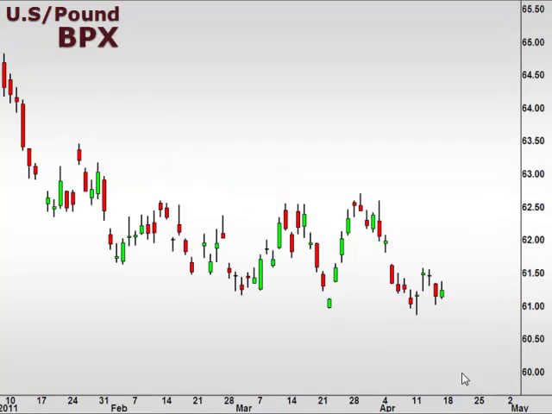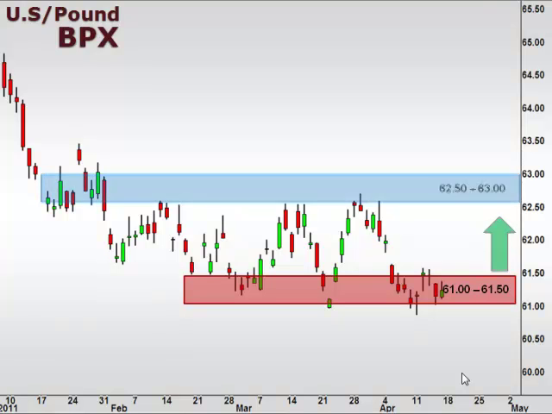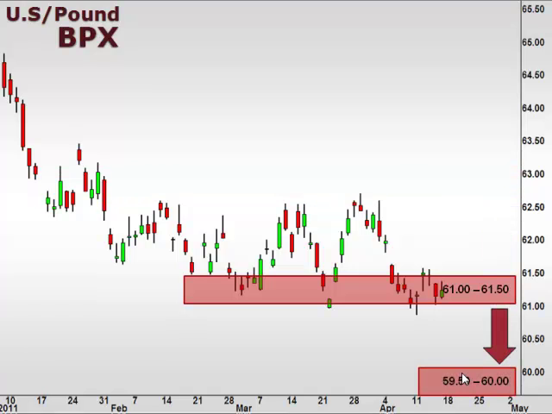Let's take a look at the U.S. dollar versus the British pound as seen here in the BPX. Well, the BPX finished last week within the 61.5 support zone. A bounce this week is likely to meet with resistance up here at the 62.5, 63 focal zone. A break below 61 opens the window for a continuation lower towards the 59.5, 60 box.